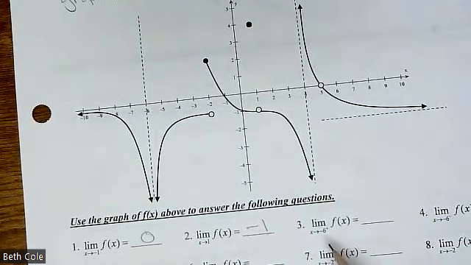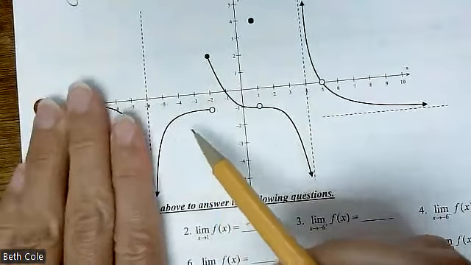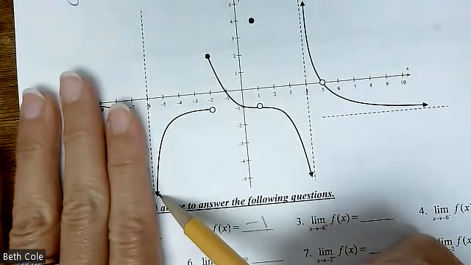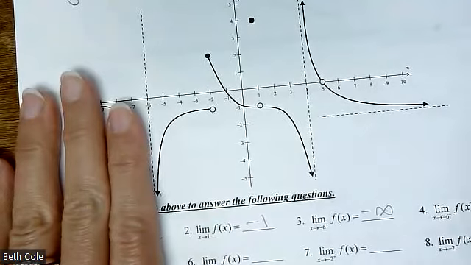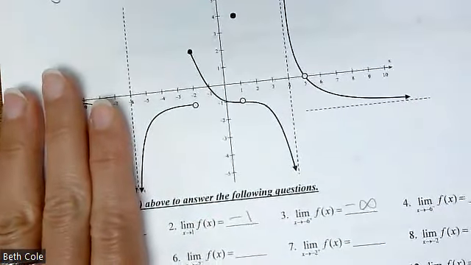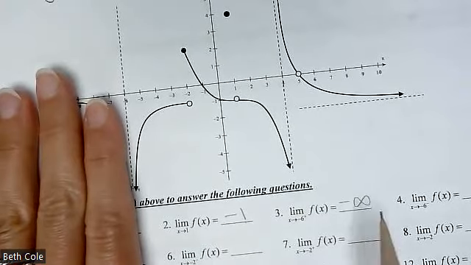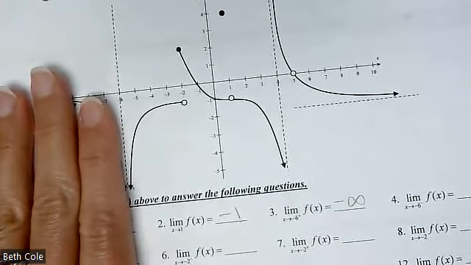This one is what we call one-sided. It's -6 from the positive side. So -6 from the right. So here's -6. We're only looking from the right. So where is that graph going? Negative. So you can put -infinity since it's only from one side. It's only for one-sided limits.